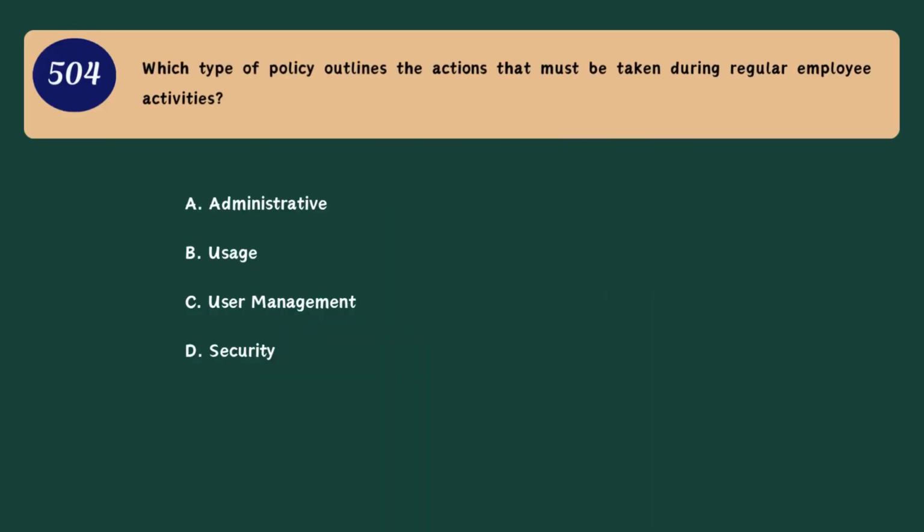Question 504. Which type of policy outlines the actions that must be taken during regular employee activities? A. Administrative. B. Usage. C. User management. D. Security.